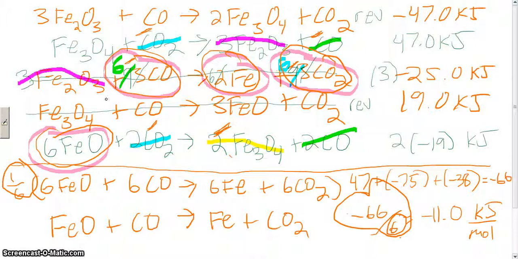Now you should know how to use Hess's law and individual enthalpies of formation to find the overall enthalpy of a reaction.